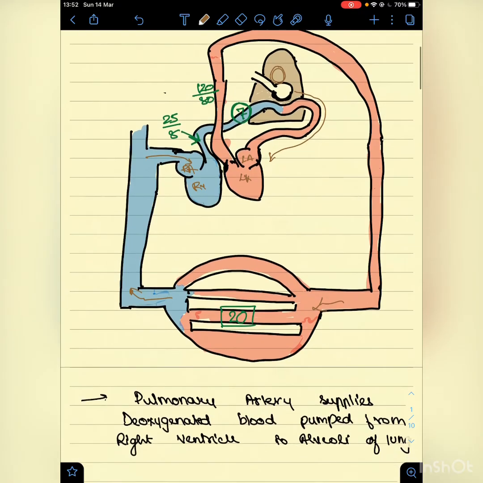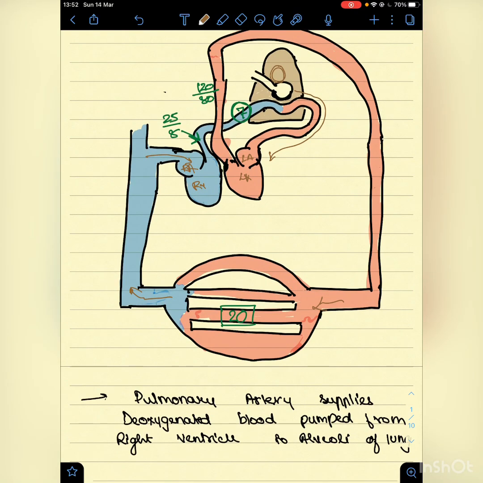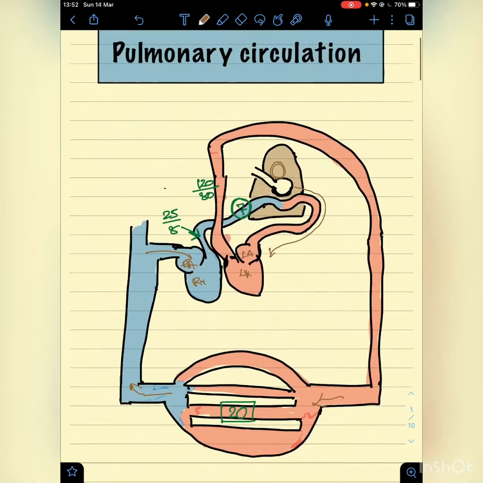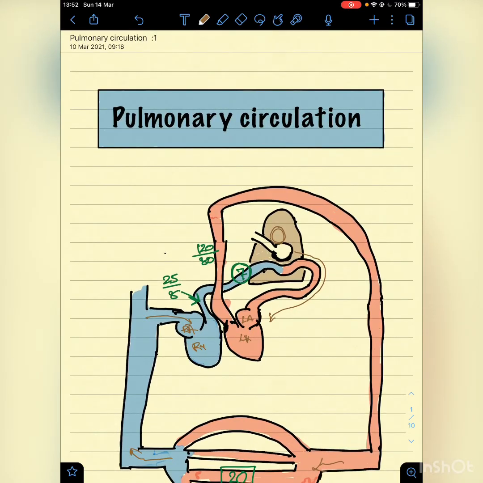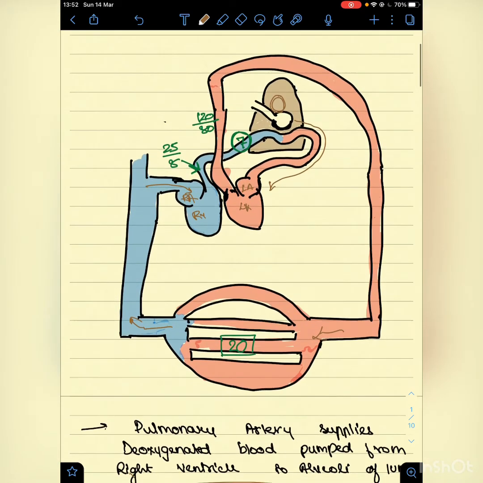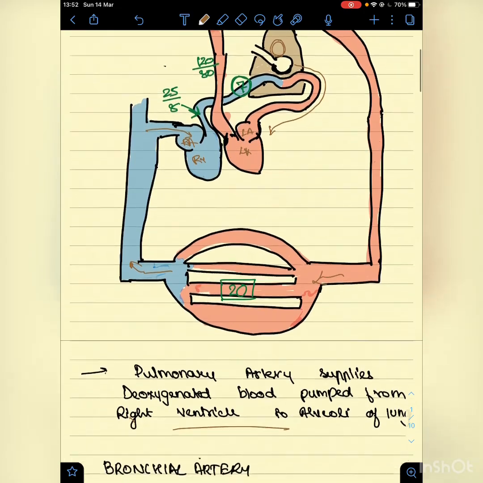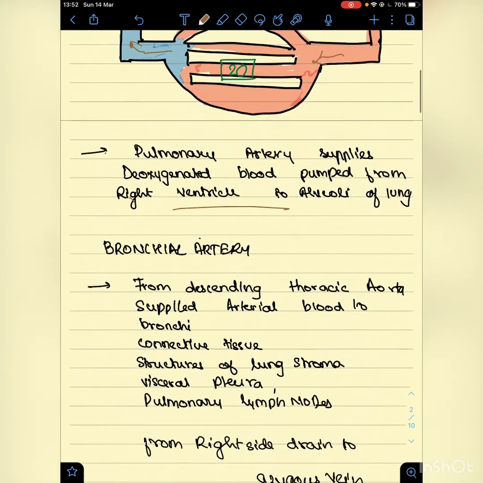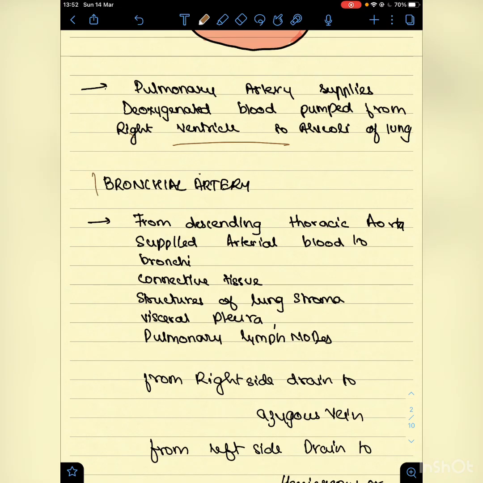Now, as we all know, the pulmonary artery supplies the deoxygenated blood from the right ventricle to the alveoli, as I have written here. And there is the artery which supplies the lungs themselves, as the lung also needs oxygen and nutrients for its development and its function. We see here that the bronchial artery, which comes from the descending thoracic aorta, supplies arterial blood to the bronchi, the connective tissue, the structure of lung stroma, the visceral pleura, and pulmonary lymph nodes.